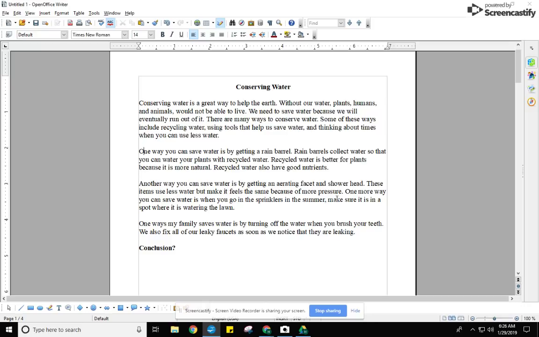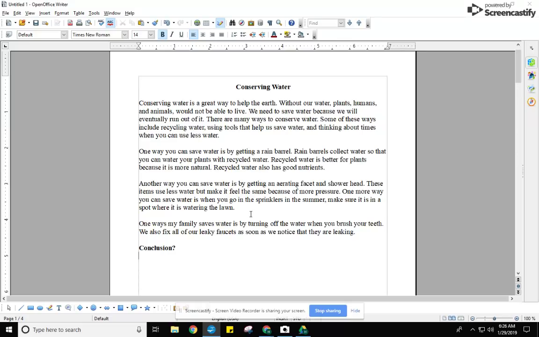One way you can save water is by getting a rain barrel. Rain barrels collect water so that you can water your plants with recycled water. Recycled water is better for plants because it is more natural. Recycled water also has, we'll fix that, good nutrients. Another way you can save water is by getting an aerating faucet and shower head. These items use less water but make it feel the same because of more pressure.